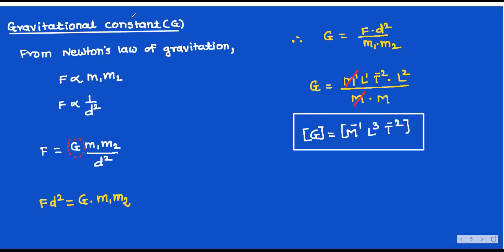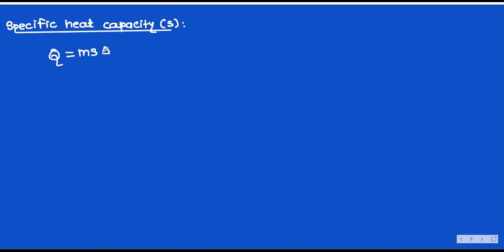Okay. So one more dimension I would like to find, that is specific heat capacity. Okay, let's move ahead and see here one more dimension, that is specific heat capacity. I am denoting it with a small s, which we have learned in thermodynamics or in thermal properties of matter. Specific heat capacity. Now this formula we know. What is the formula? Q is equal to m s delta theta.